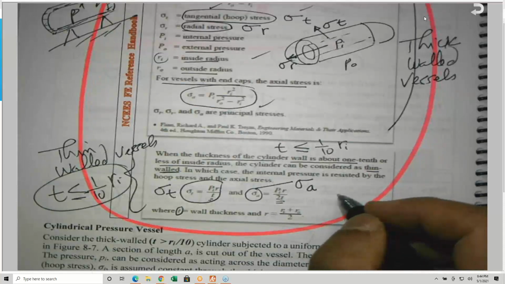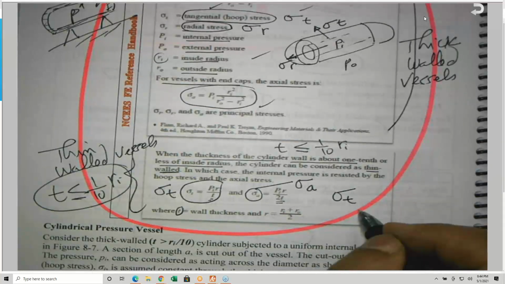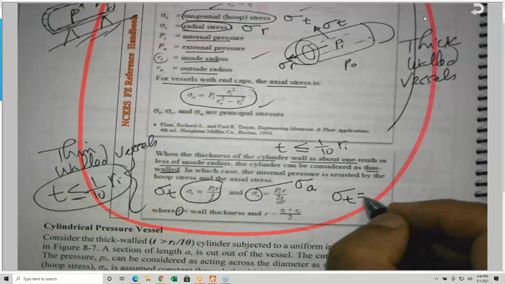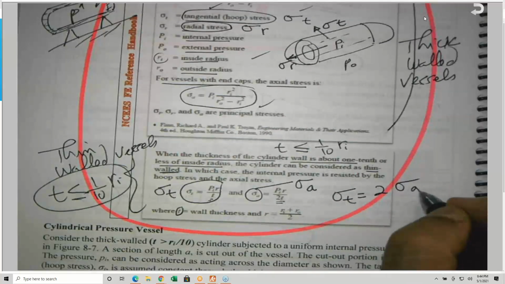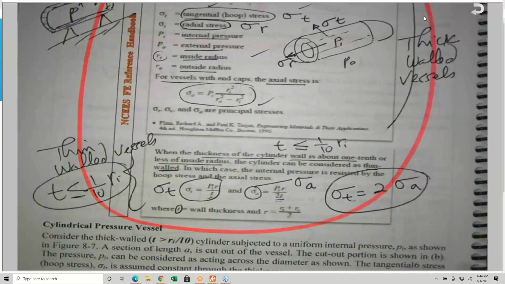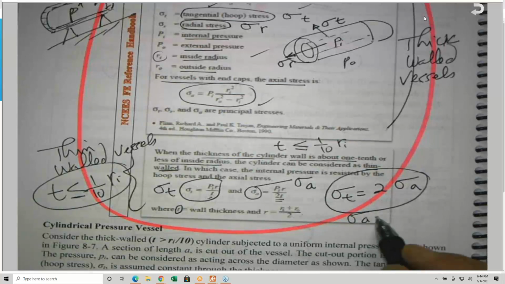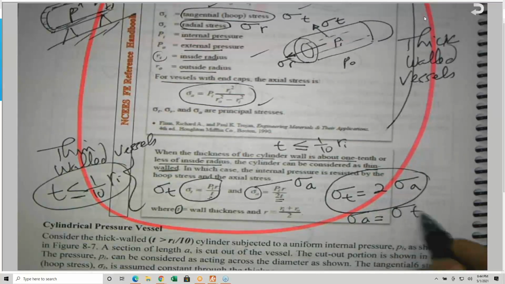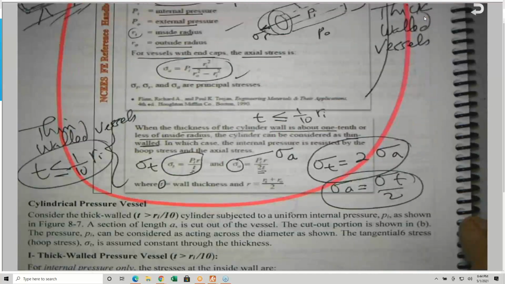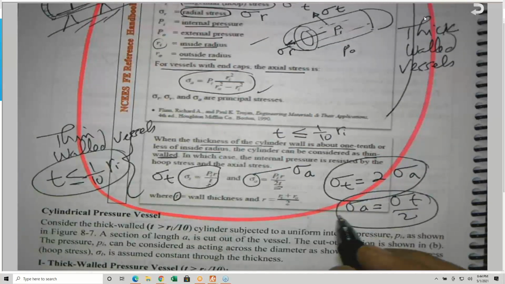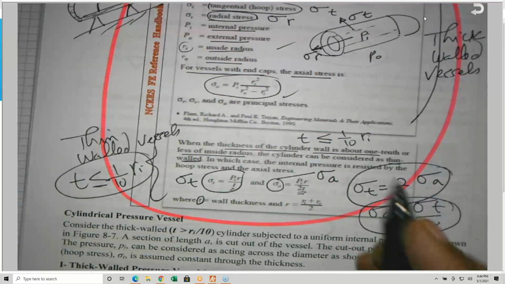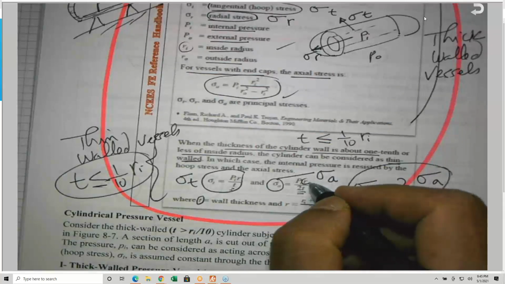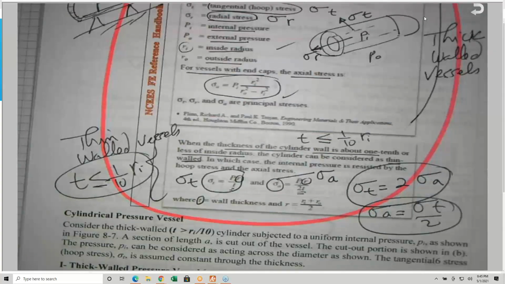So I need you to know that sigma tangential is 2 times sigma axial. The tangential stress is divided by T only, while the axial is divided by 2T. Or sigma axial is equal to 1/2 of sigma T, whatever you would like to call it. I need you to know that. And this is only for thin-walled vessels.